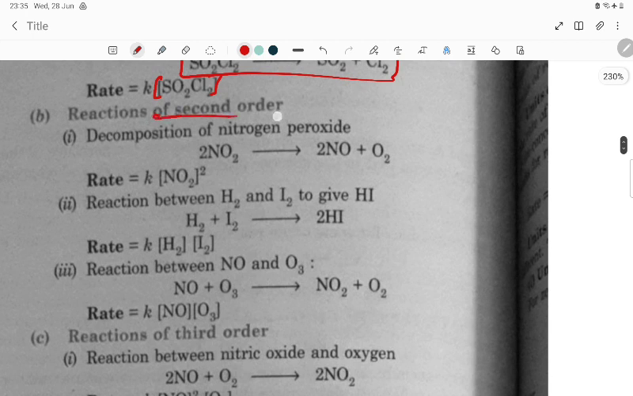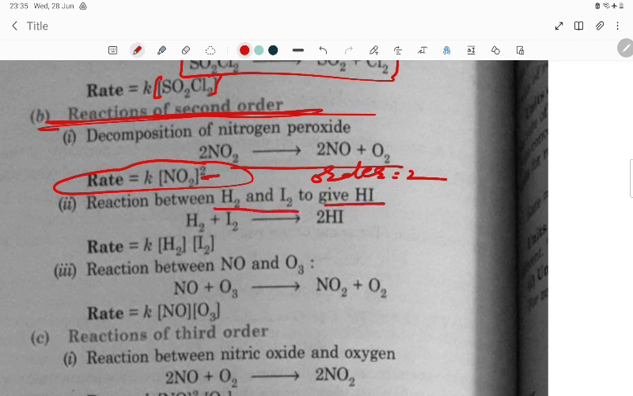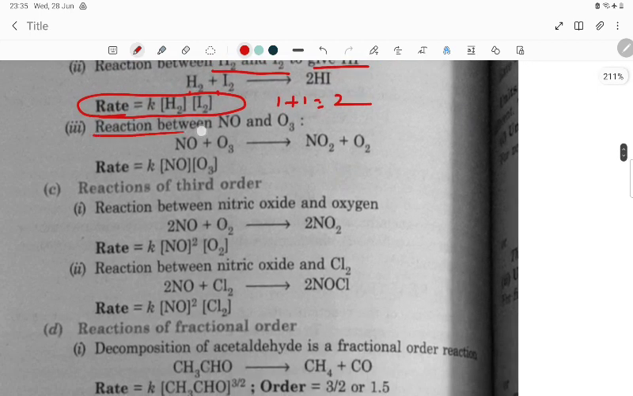Next, we go to reactions of second order. Example of second order: 2NO2 gives 2NO plus O2. Here the power is 2, so the order will also be 2. Here is the reaction between H2 and I2 to give HI. What will the order be? H2 has power 1 and I2 has power 1, so 1 plus 1 is 2, second order. Now the reaction between NO and O3 is also second order. Here it is 1 and here it is 1, so 1 plus 1 is 2.